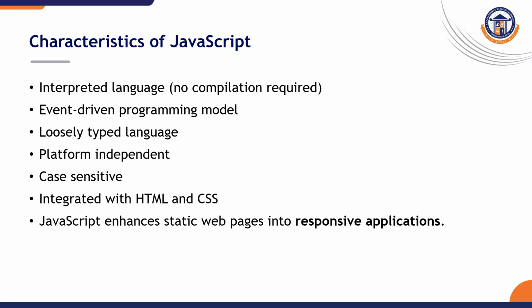Characteristics of JavaScript. JavaScript is the programming language of the web. It can calculate, manipulate, and validate data. It can update and change both HTML and CSS. The main characteristics of JavaScript are: interpreted language, that means no compilation required, event-driven programming model, loosely typed language, platform independent, case sensitive, integrated with HTML and CSS. JavaScript enhances static web pages into responsive applications.